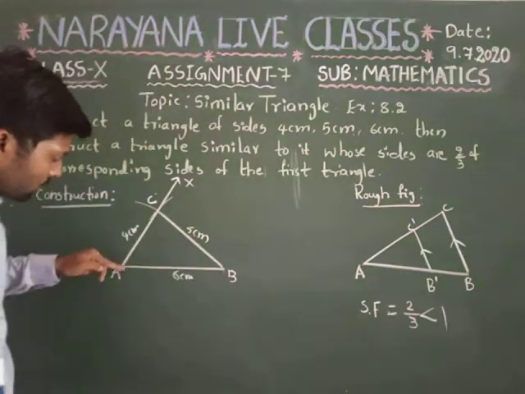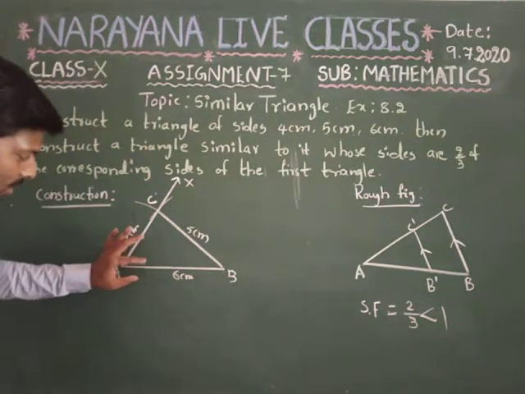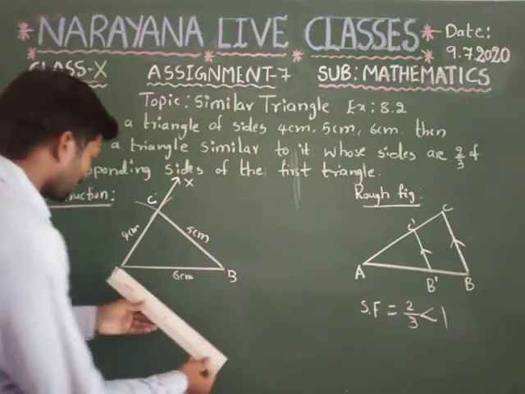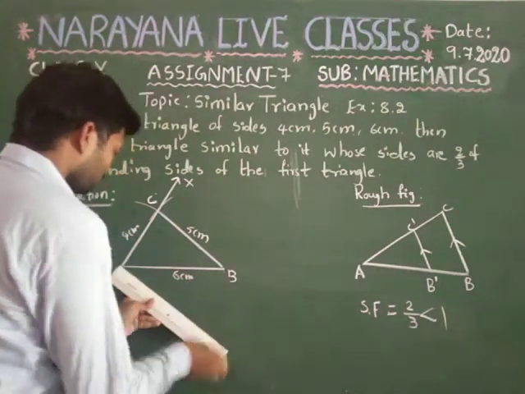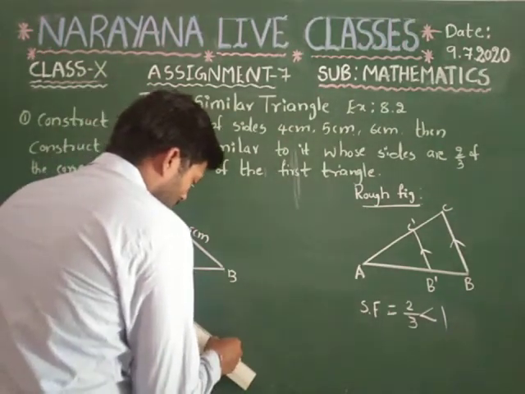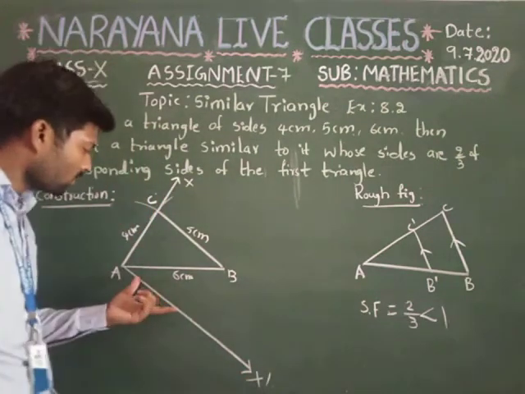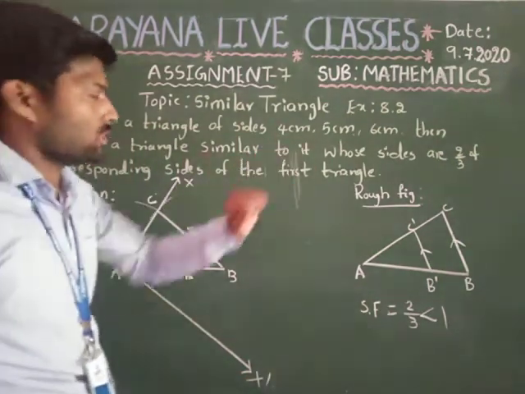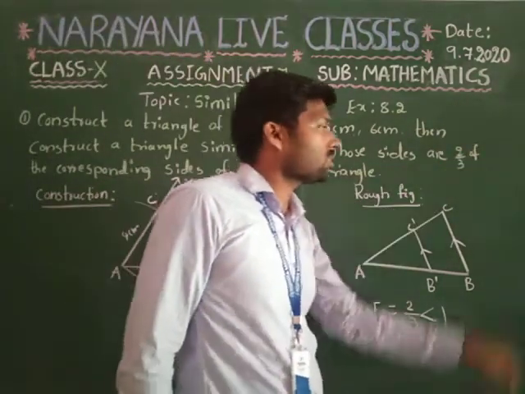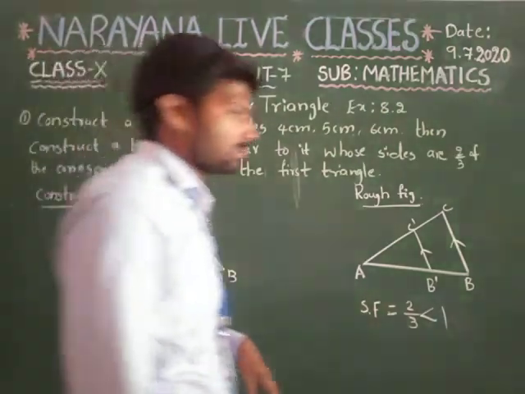Before that, first we have to draw a ray AX dash which makes an acute angle with respect to line segment AB. Now we have to mark 3 equal parts on this ray AX dash. Why? Because 3 is the greater number in the ratio 2 by 3, so we have to divide it into 3 parts.